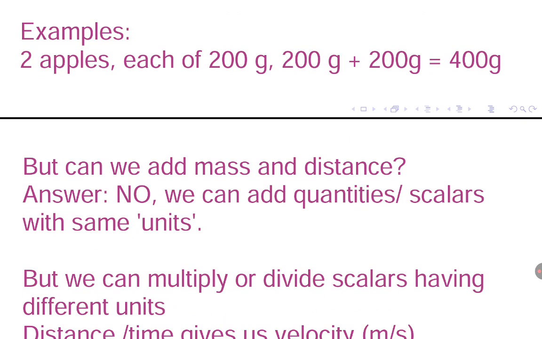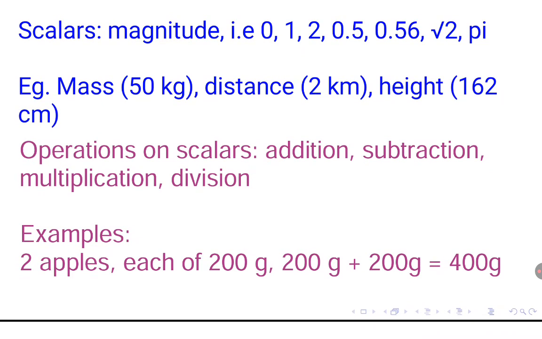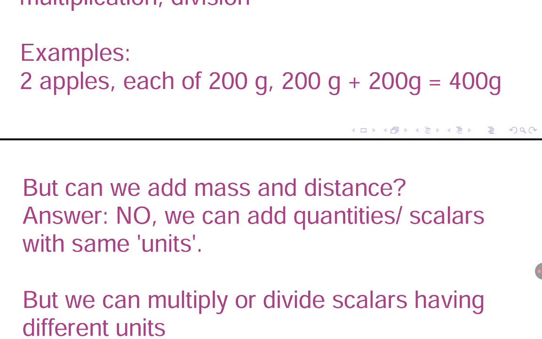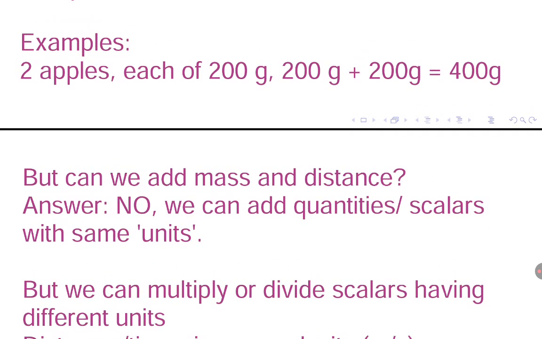So now, can we add two different types of scalars? No. Can we add mass and distance? So we have mass, let us say 50 kg. Can we add it to 2 kilometers? No, we cannot. Alright. So we can only add or subtract quantities with same units. But we can definitely multiply or divide scalars having different units.